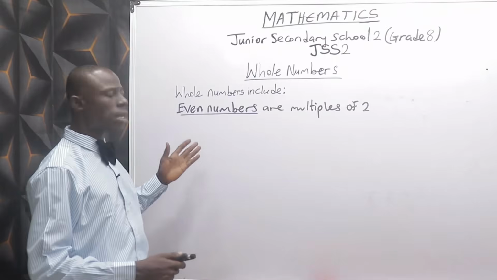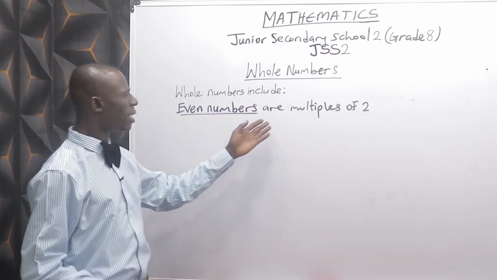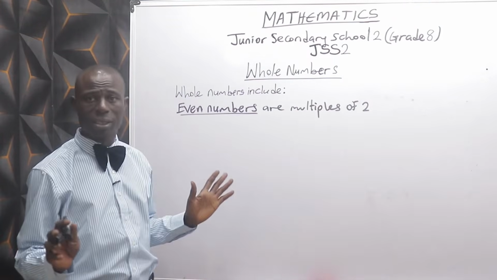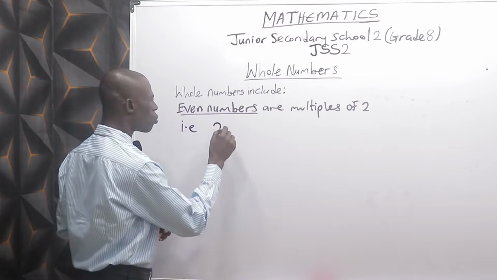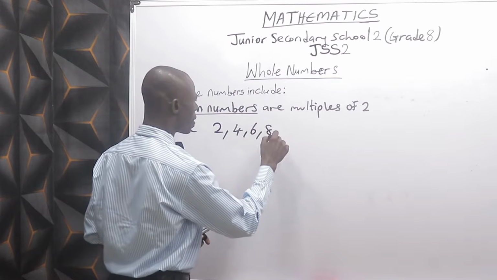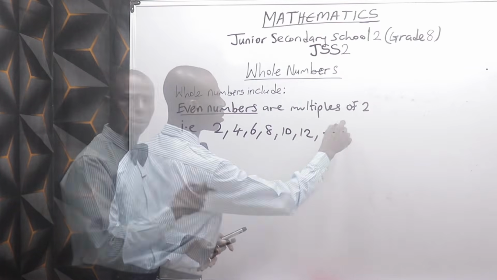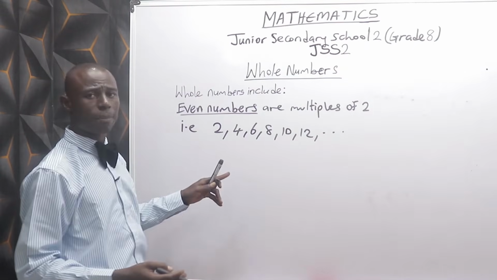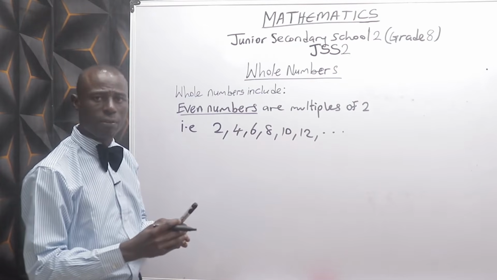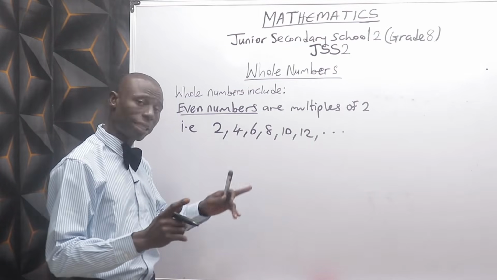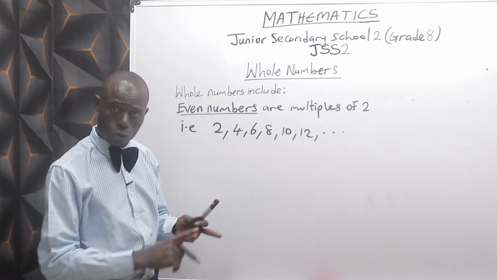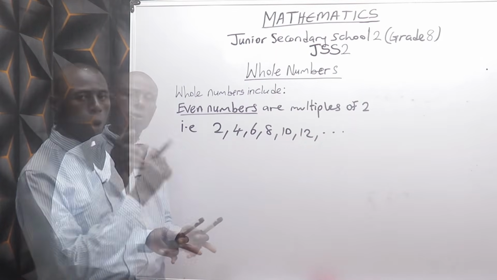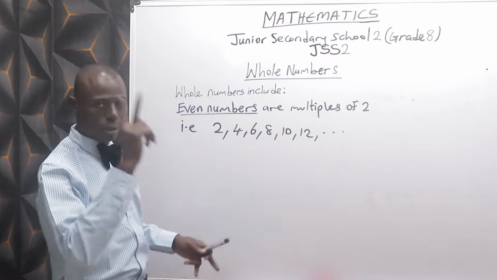Consider the next concept, even numbers. Even numbers are multiples of 2, as straightforward as that. Even numbers are multiples of 2. That is 2, 4, 6, 8, 10, 12, and so forth. That's even numbers. And don't forget, the difference between any two consecutive even numbers is 2, just like that of odd numbers. The difference between any two consecutive even numbers is 2. The difference between any two consecutive whole numbers that are natural is 1.